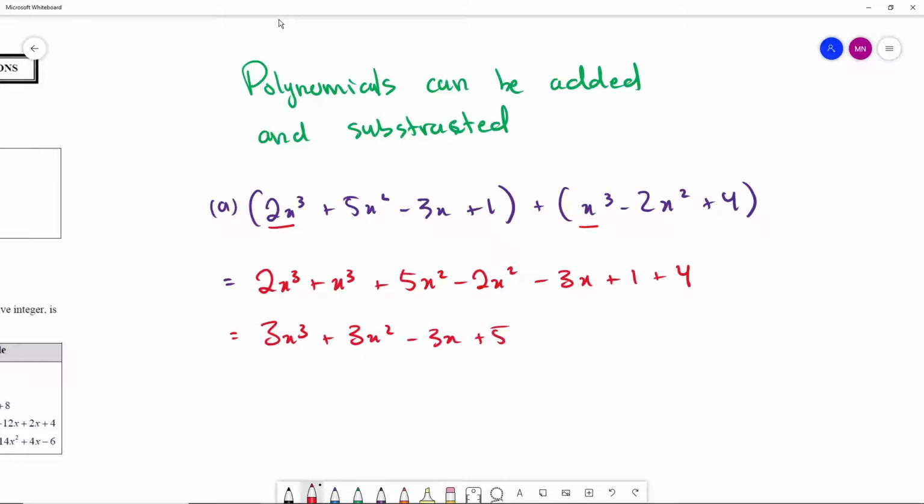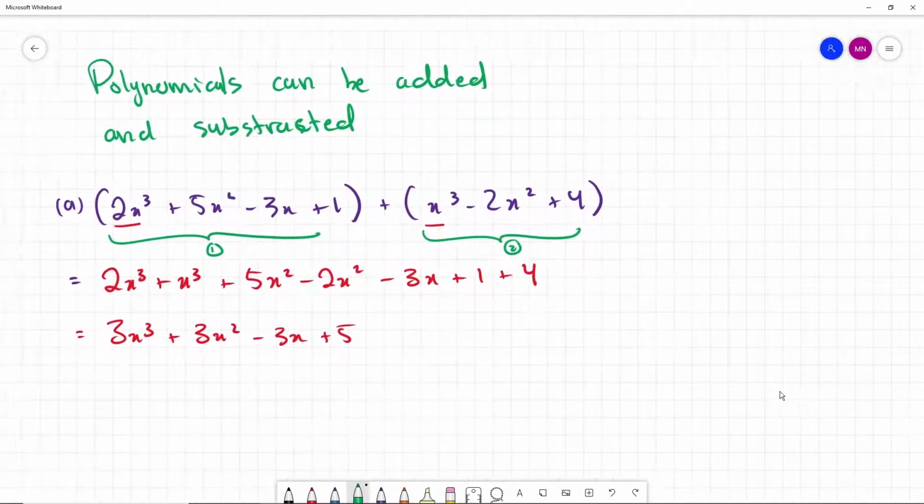So this is the answer for addition of two different polynomials. This is polynomial number 1, and this is the second polynomial. This is the example for addition and subtraction.